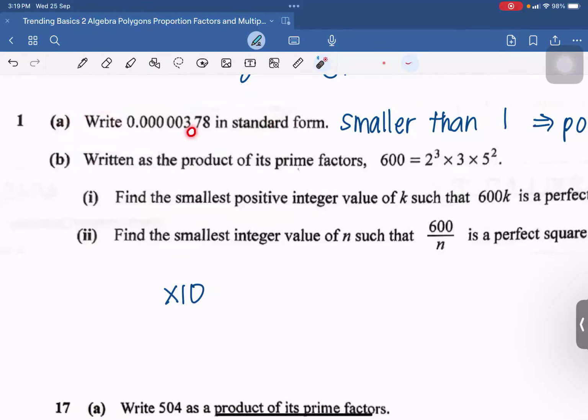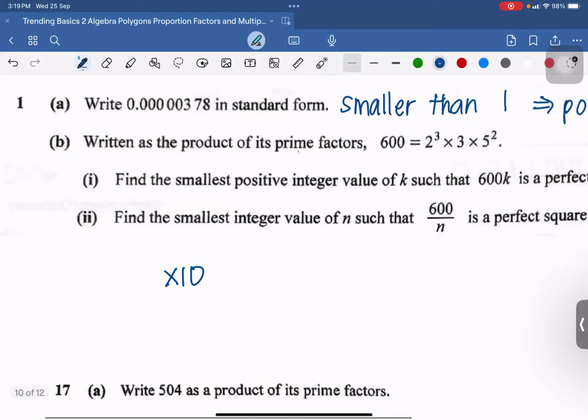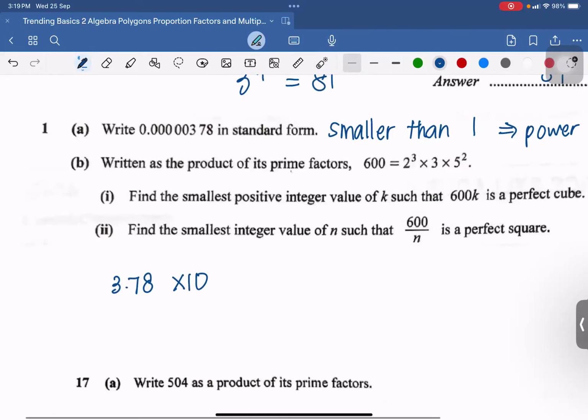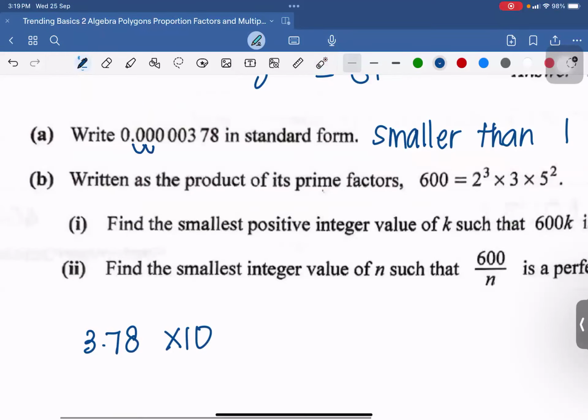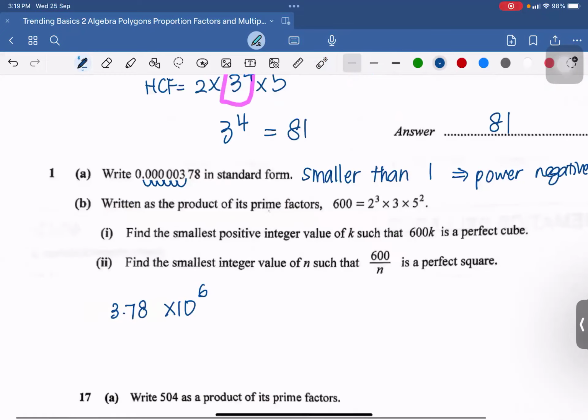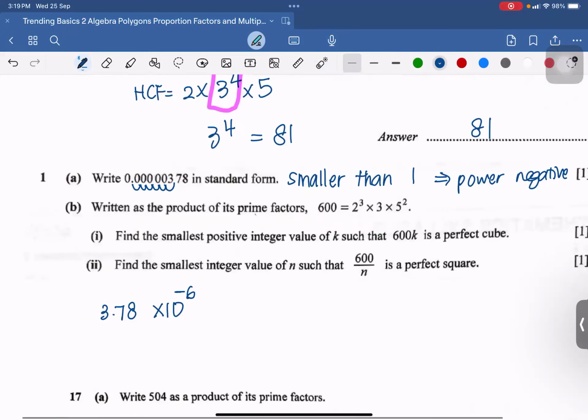3.78. Yes, we want 3.78. Then I count 1, 2, 3, 4, 5, 6. I shifted my decimal place 6 times. But because this is a number smaller than 1, the power must be negative. So this one is my answer for part A.